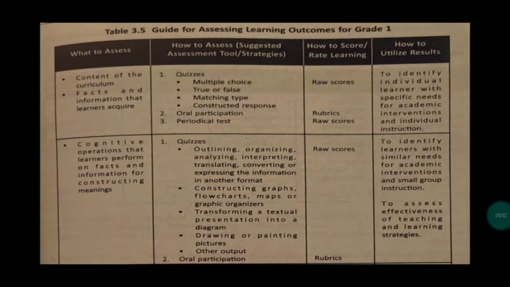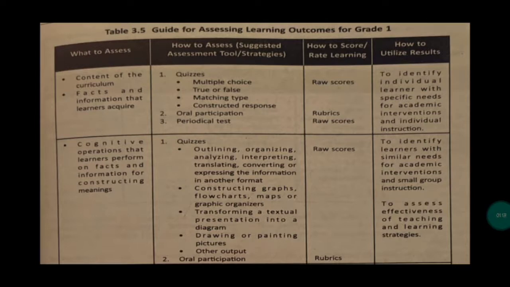Oral participation. Periodical tests. How to score: raw score, rubrics, raw score. How to utilize results: to identify individual learners with specific needs for academic interventions and individual instruction.